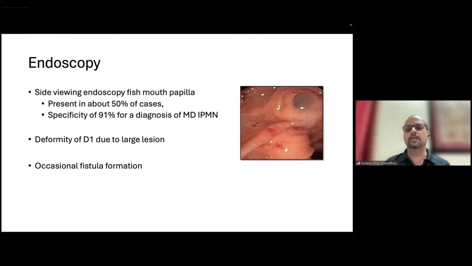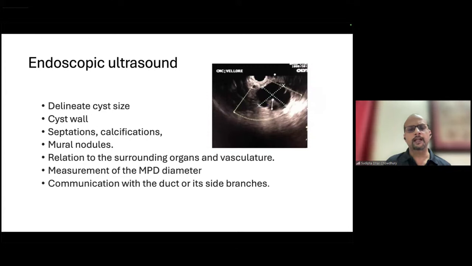And if you're doing an EUS and you see this, you probably do need to proceed further. Large lesions can deform the duodenal lesion, and occasionally there can be fistula formation. But endoscopy, beyond the diagnosis of the fish mouth papilla, doesn't have much value in the diagnostic algorithm of cystic neoplasms. Therefore, we look at something more advanced than endoscopy, and that is endoscopic ultrasound.